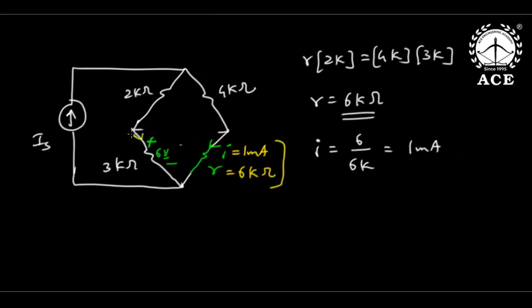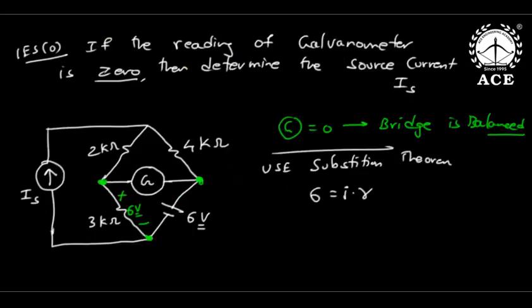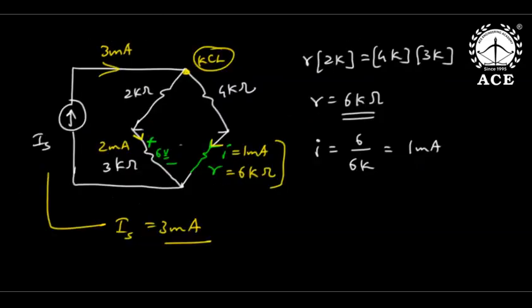And here, when 6 volt is across 3 kilo, this is 2 milliampere. So this is 1 milli and this is 2 milli. If you apply Kirchhoff current law here, finally this is 1 plus 2, 3 milliamperes. So IS is 3 milliamperes is the answer. The confusion which was there because of the voltage in a balanced bridge concept has been removed by the substitution theorem. Then it became a normal resistance problem. We got the answer.